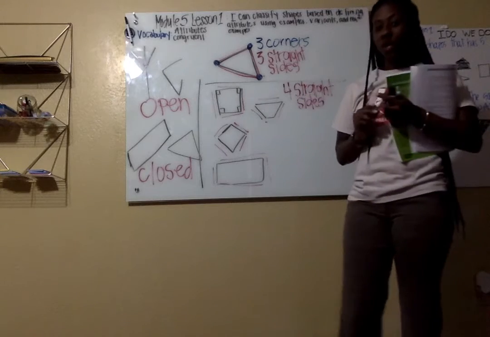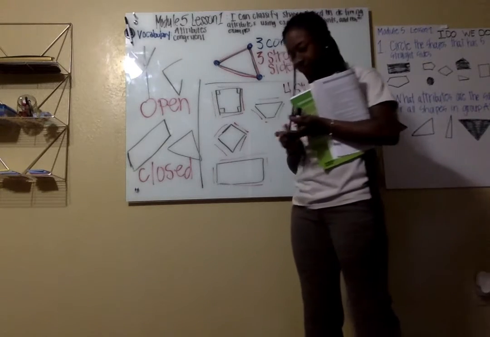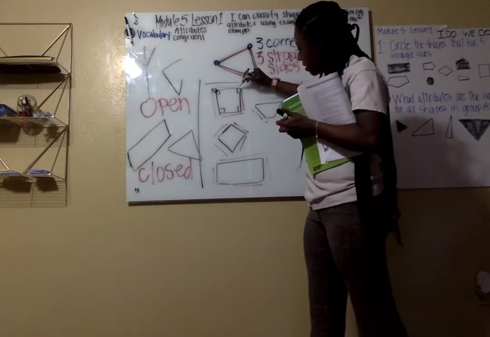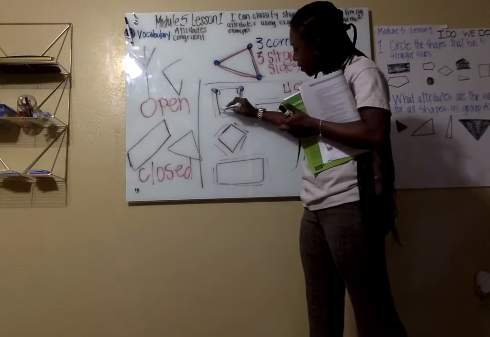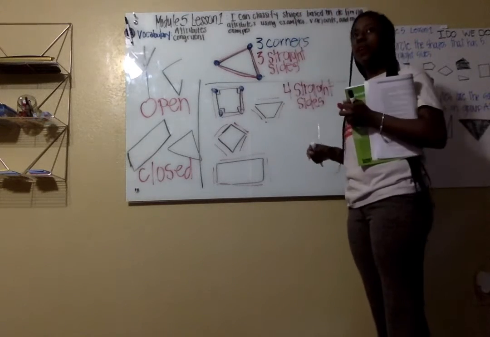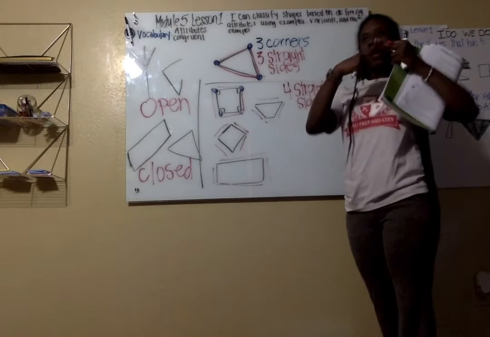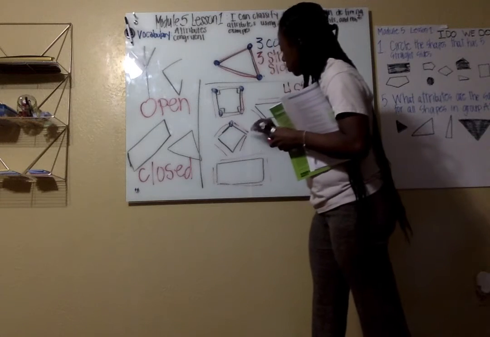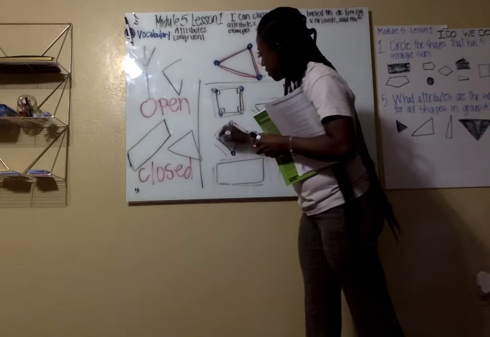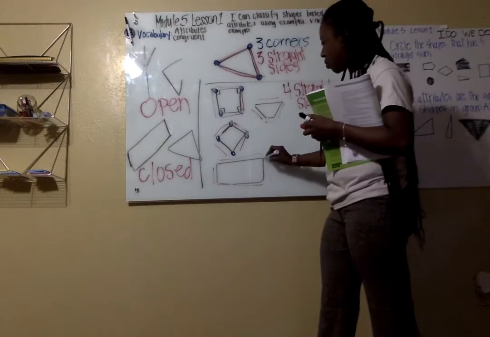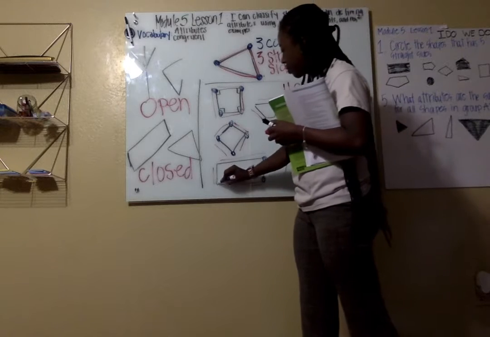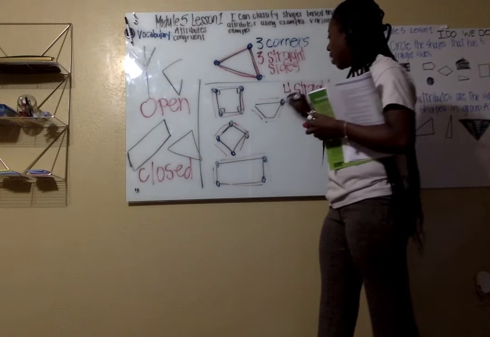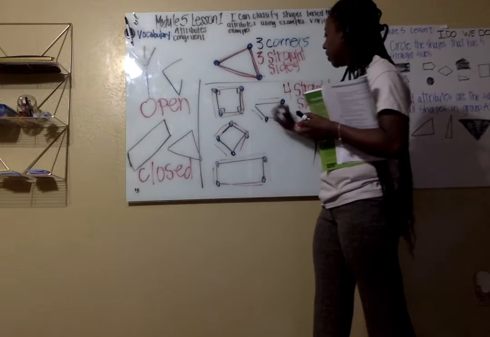Now, let's figure out how many corners they all have. Y'all ready? Count with me. 1, 2, 3, 4. Every time I see a point, every time my 2 straight sides matched up, I drew a dot because that is called a corner. 1, 2, 3, 4. 1, 2, 3, 4. Let's do our last one. 1, 2, 3, 4.